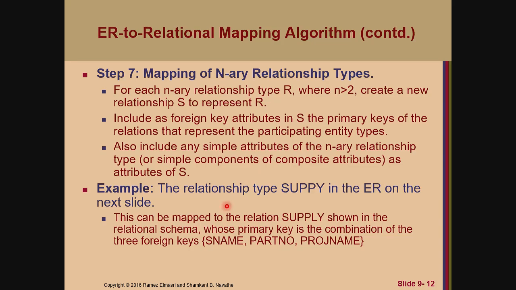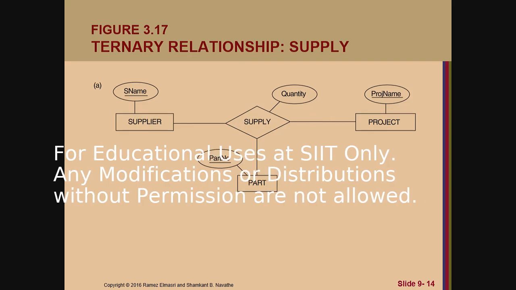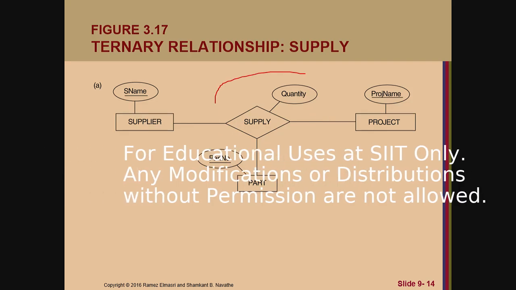For example, here is the supply relationship. I will show you the supply relationship in the ER on the next slide. This can be mapped to the relation supply shown in the relational schema, whose primary key is a combination of the 3 foreign keys. Let's see the ER. Here is an n-ary relationship. This one is ternary, 3 entities participate in the relationship.